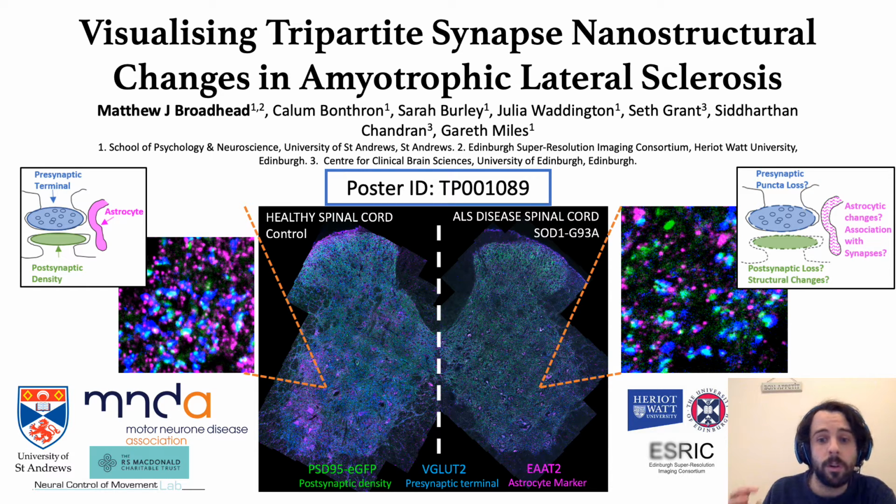Astrocytes make specialized contacts with synapses known as tripartite synapses. So we wanted to visualize both synapses and tripartite synapses in a thorough quantitative way throughout the nervous system to understand how they are affected in ALS.